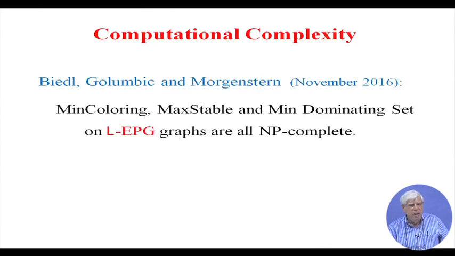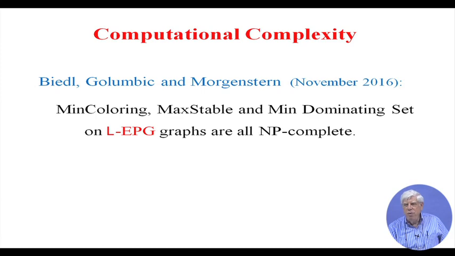And just recently, fresh off the presses, not just a couple months old, is that min coloring, max stable set, and min dominating set is in fact NP-complete even if you only have L bends, not all 4 different places.